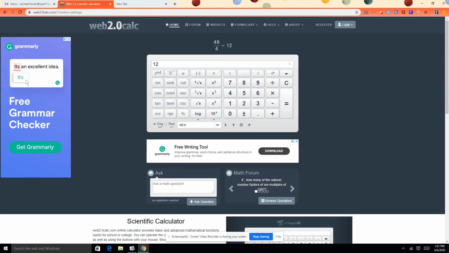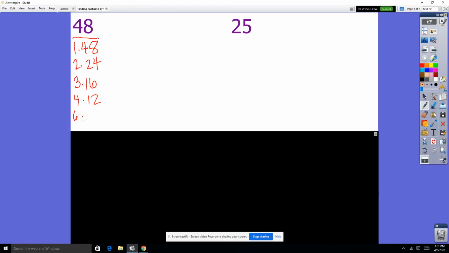My next number I would try is 5. So 48 divided by 5. 5 is not a factor of 48 because when you divide it, you get a decimal. So then after 5 comes 6. So I'm going to do 48 divided by 6, which comes out even. 6 times 8 is a factor of 48. So I have 6 times 8.